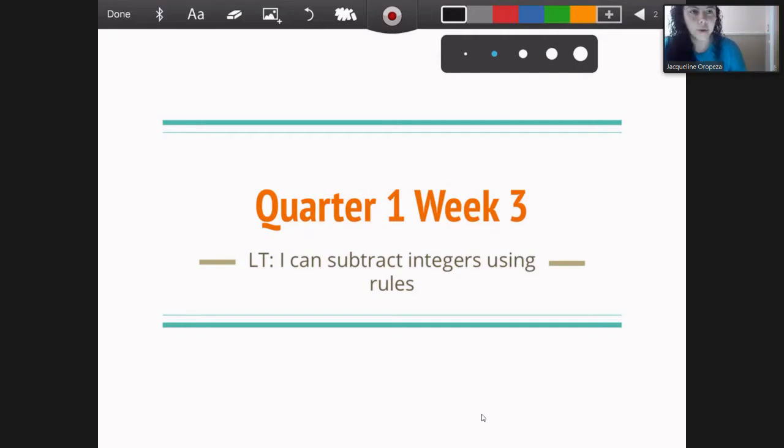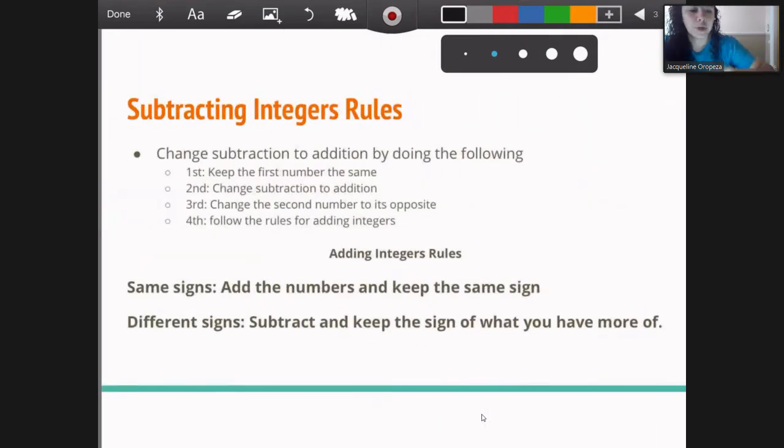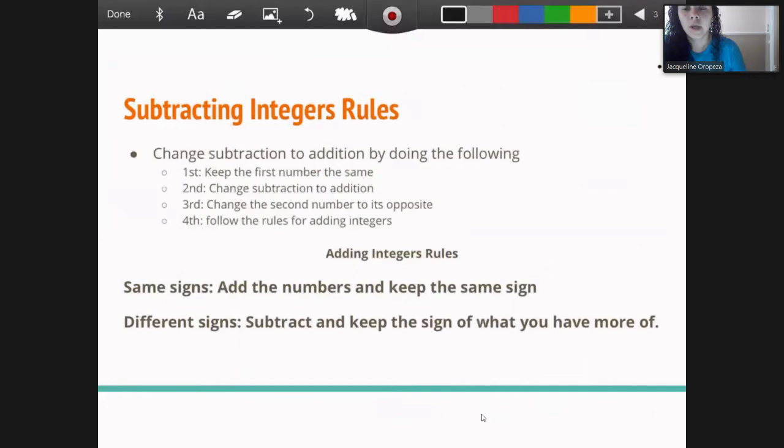In this video, we'll be going over subtracting integers using the rules. Here are the rules for subtracting integers. Whenever we're subtracting integers, we must change it to addition. In order to change it to addition, we must follow the following steps.